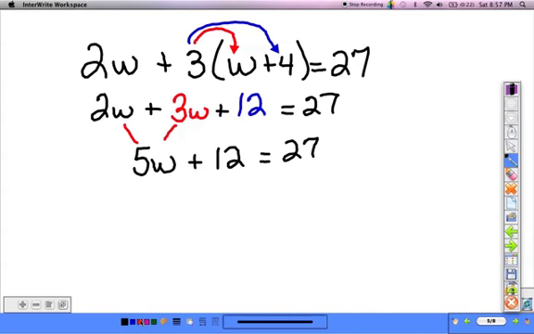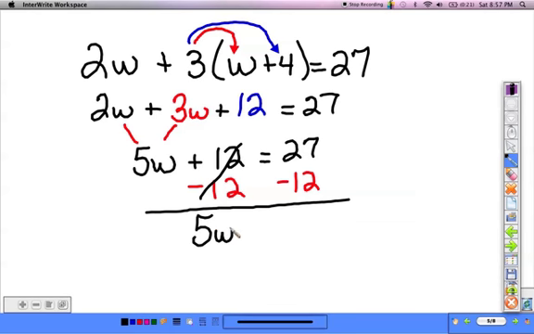Now I'm down to a two-step equation. My additive inverse of plus 12 or positive 12 will be a negative 12. And they cancel to 0, and I'm left with 5w on the left, and I'm left with 15 on the right. So now I'm going to divide both sides by that positive 5, and then I'm left with positive 1w equals 3. Not too bad, huh? Let's try another one.